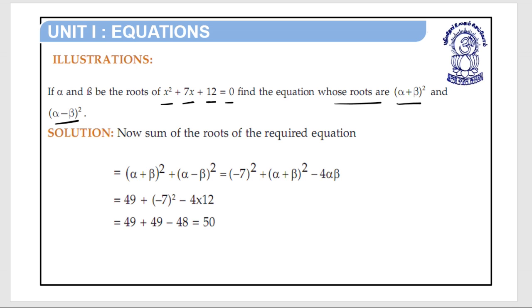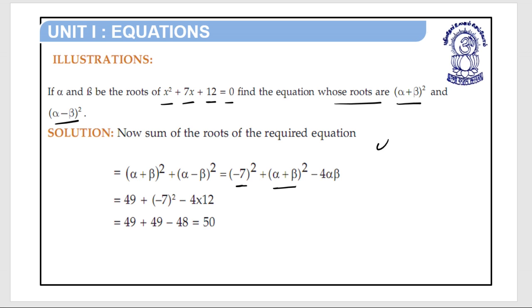Find the equation whose roots are (alpha plus beta) whole square and (alpha minus beta) whole square. Take (alpha plus beta) square plus (alpha minus beta) square. So (alpha plus beta) square plus (alpha plus beta) square minus 4 alpha beta.